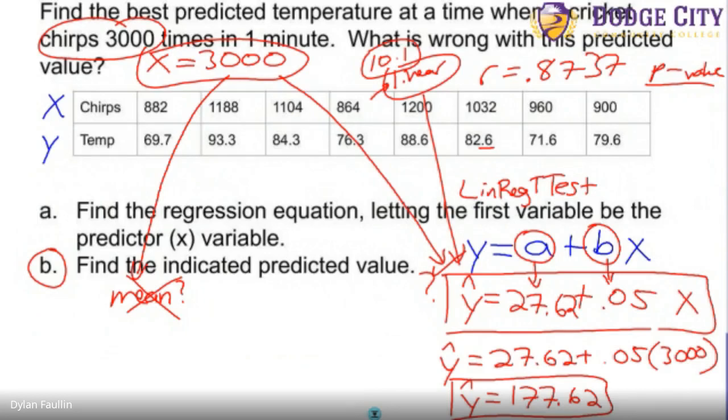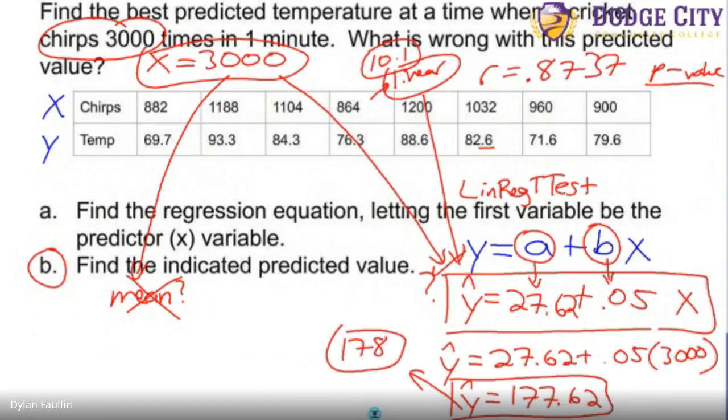My stat lab should tell you how far to round, but maybe round that to the nearest whole number, because you can't have 0.62 of a chirp, right? Either it chirped or it didn't chirp. So round it to the nearest whole number. So 178 would be our best prediction for the number of chirps.